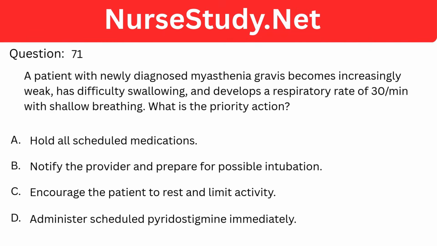Question 71. A patient with newly diagnosed myasthenia gravis becomes increasingly weak, has difficulty swallowing, and develops a respiratory rate of 30 per minute with shallow breathing. What is the priority action? A. Hold all scheduled medications. B. Notify the provider and prepare for possible intubation. C. Encourage the patient to rest and limit activity. D. Administer scheduled pyridostigmine immediately.